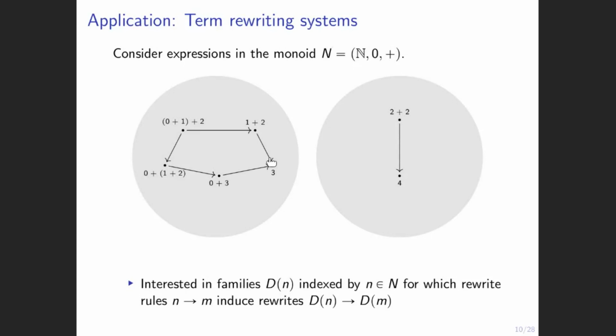And if we're maybe doing type theory to study these kinds of things, we might be interested in families or dependent types on the natural numbers for which rewrites from one term to another in these natural numbers induce rewrites of this type to this type.